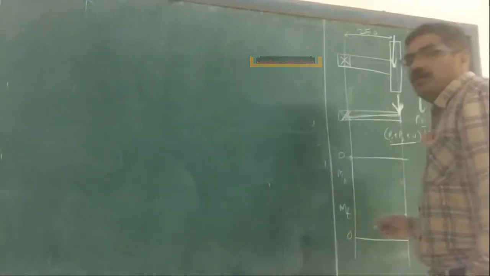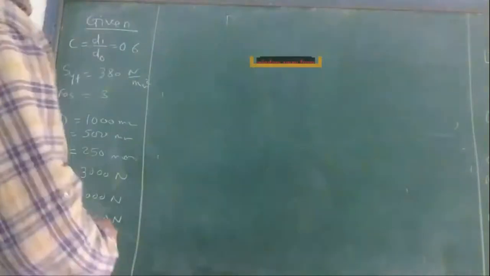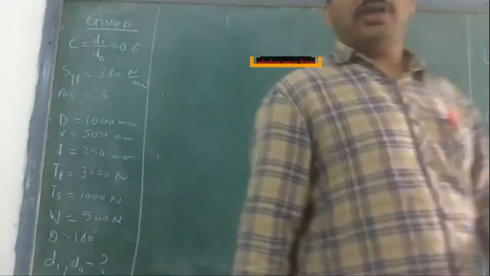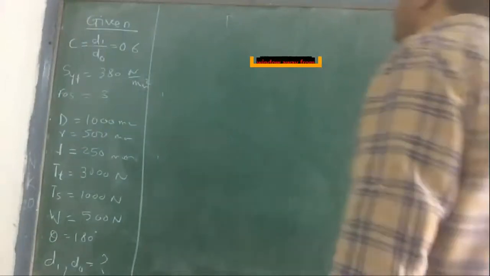Now we will plot this bending moment diagram and the twisting moment or torque. We will plot those diagrams as we go. Now let's try to solve this problem. We have the given information. For this we will use the design of a hollow shaft on the torsional rigidity basis. Now what is the formula for that?